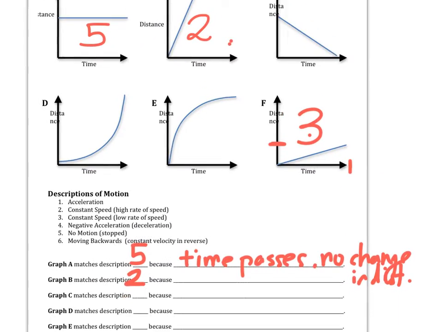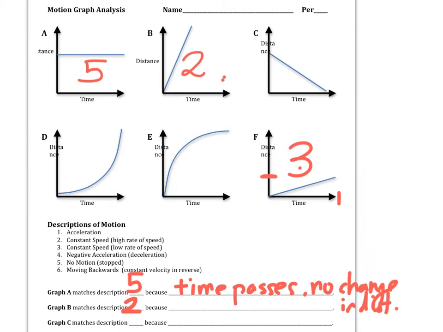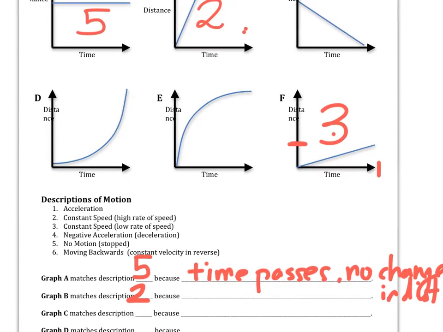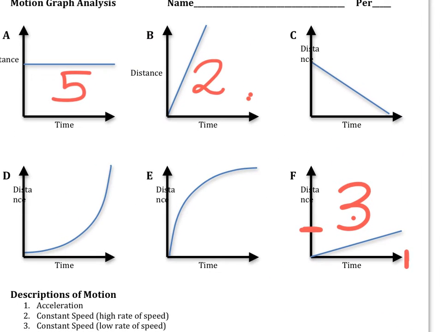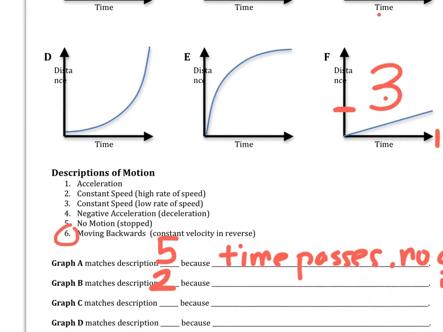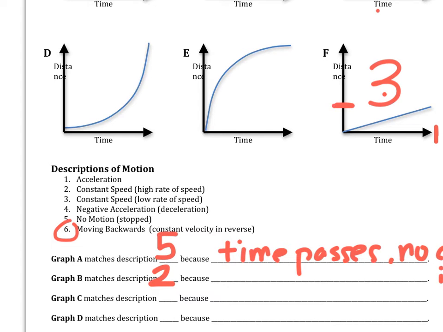Now let's look at these again. Letter C, remember we said just because the slope is decreasing doesn't mean it's slowing down. It simply means that it's moving backwards, or moving back towards the reference point or the starting point. So this is number 6. Remember, in a distance time graph, a negative slope does not mean it's slowing down. It simply means it's changing position, moving back towards the starting point or reference point.